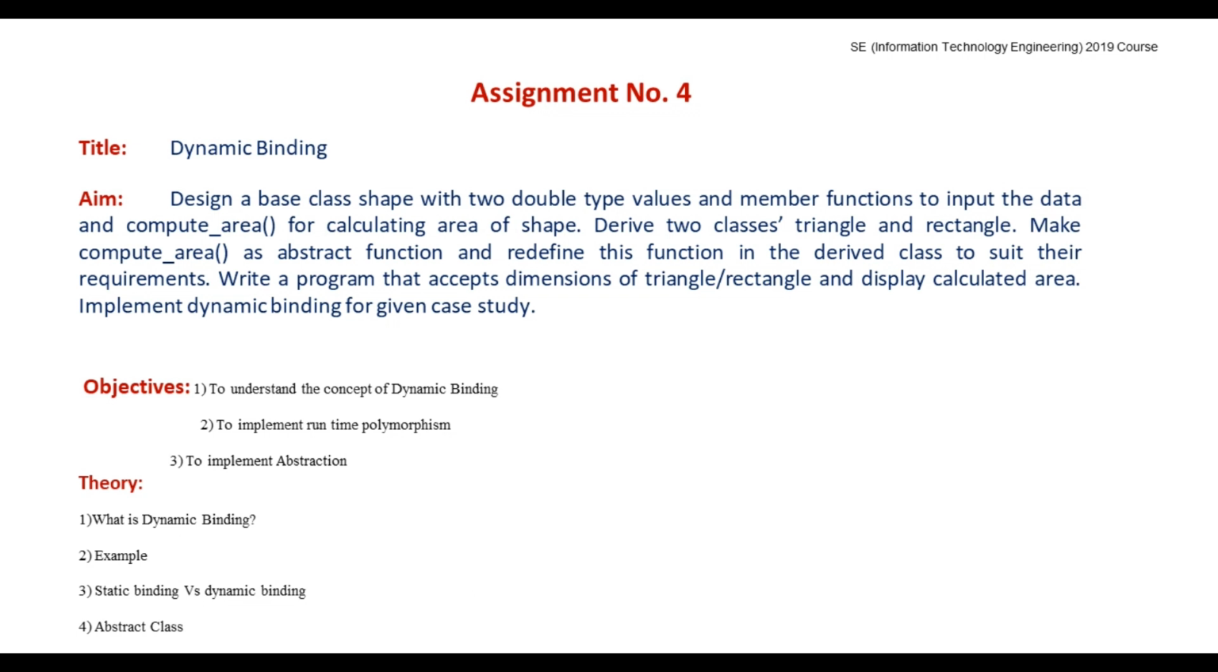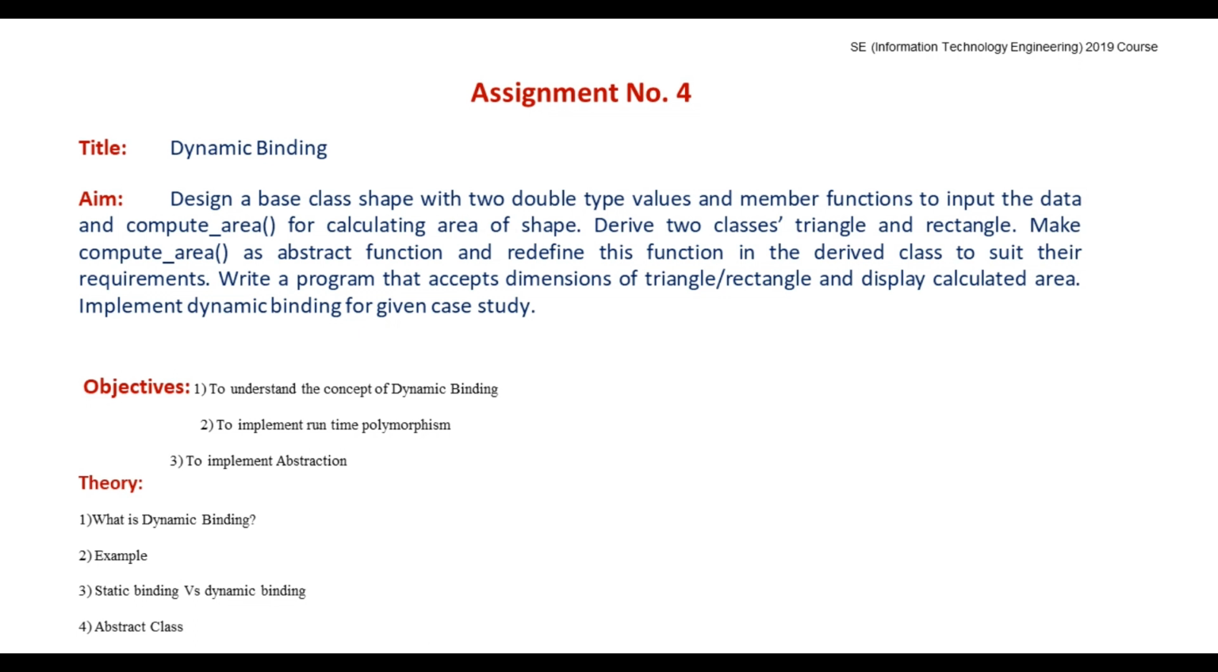In this video, we are going to cover our fourth assignment of object-oriented programming lab, that is dynamic binding. The statement is: design a base class shape with two double type values and member functions to input the data and compute area for calculating area of shape. Derive two classes, triangle and rectangle. Make compute area an abstract function and redefine this function in the derived classes to suit their requirement. Write a program that accepts dimensions of triangle and rectangle and displays the calculated area. Implement dynamic binding for a given case study.